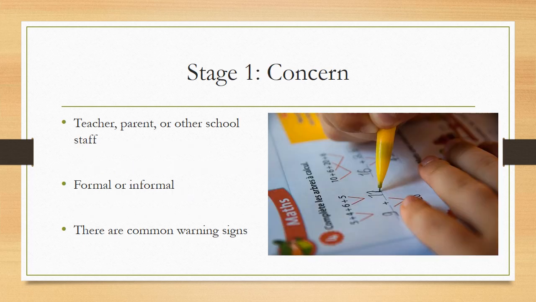The first stage in the pre-referral process is identifying an area of concern. This concern can be voiced by a variety of people. It is common for a classroom teacher to voice the concern, but it can also be a parent or a guardian or another school staff member that voices this concern. The concern can be formal, meaning it's a specific document completed by a teacher to outline the problem. It can also be informal. For example, a parent or guardian might reach out to a school staff member about their concern.